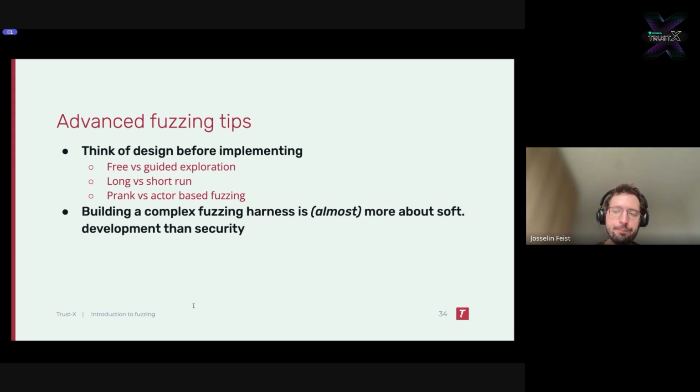So a couple of tips that you should consider when you want to write a fuzzing harness for a complex code base. A common mistake we have seen some people make when they start fuzzing is that they want to go straight away into the implementation of the invariants. And once you start having a complex fuzzing harness and a complex code base, it is difficult to do it that way. What we recommend is really to think about the design of your harness and the design of the invariants before even implementing it.